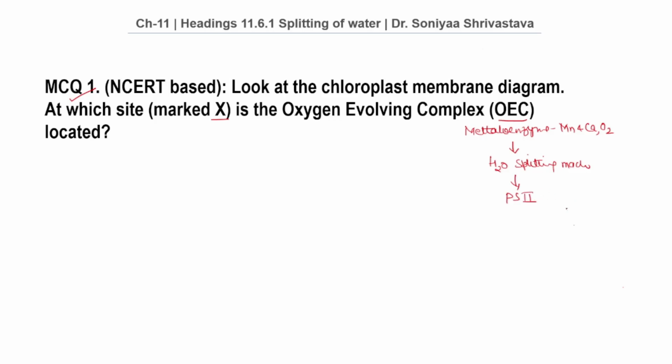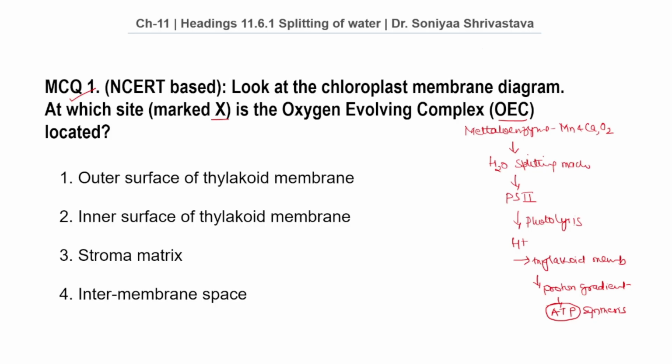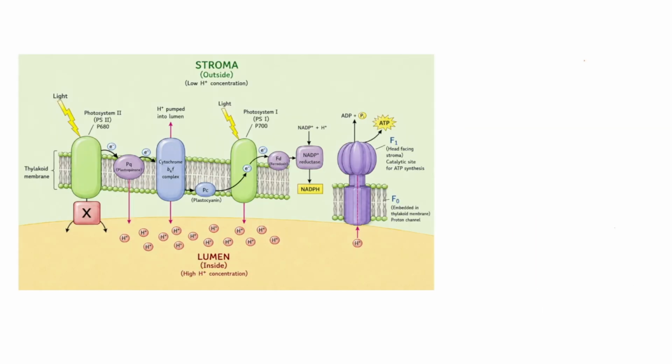Student, its location is very important because when water splits, that is, when photolysis happens, protons are released and the plants want these protons to accumulate inside the thylakoid membrane to create proton gradient for ATP synthesis. So before coming to the options, let's first see our diagram.